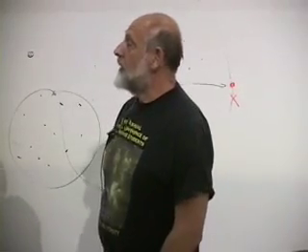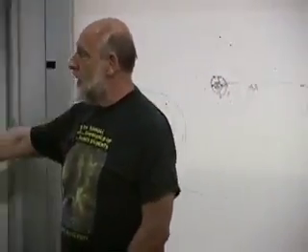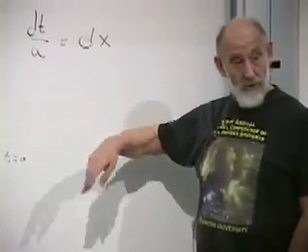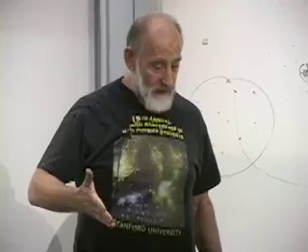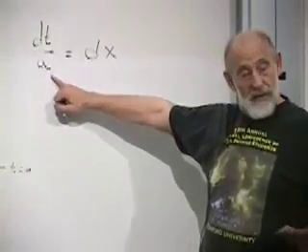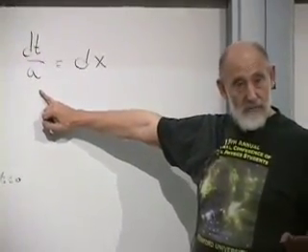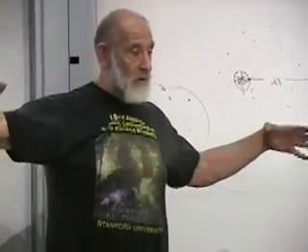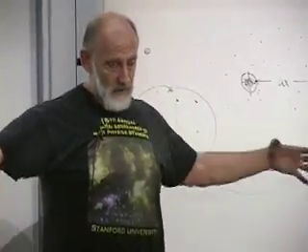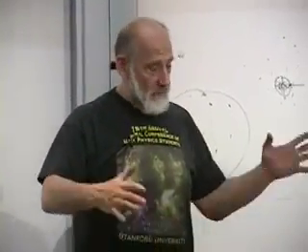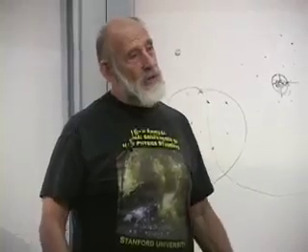The expansion or contraction of the universe is controlled by this A of T. The universe could be flat, it could be positively curved, it could be negatively curved. Whether it's expanding or contracting is not determined by that, it's determined by how A of T evolves. If A of T continues to grow, it's expanding. If it grows and recontracts, then it recontracts after a while. If it's contracting, then the universe is shrinking.